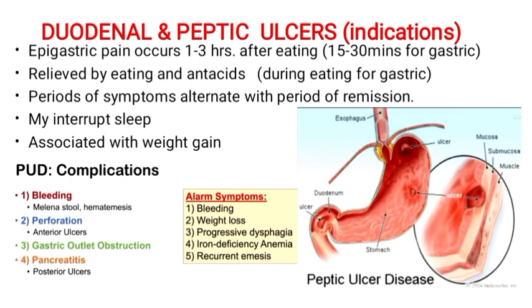But also the duodenal ulcer is associated with what? With weight gain. Those are indications that can help you identify that you have a duodenal ulcer or gastric ulcer. But also we have complications of the ulcer.